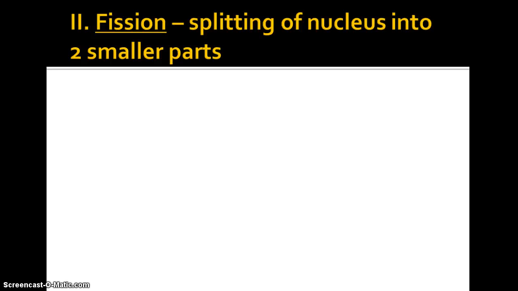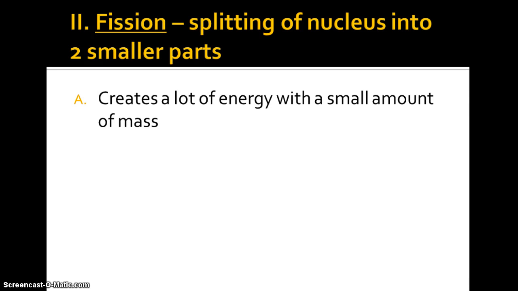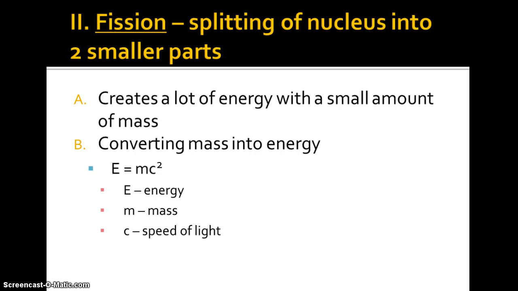Fission. Fission is the splitting of a nucleus into two smaller parts. So you have a large nucleus and it splits into two smaller parts. This creates a lot of energy with a small amount of mass. We aren't actually going to do any math with this, but this is how mass is converted into energy, and this is Einstein's equation.